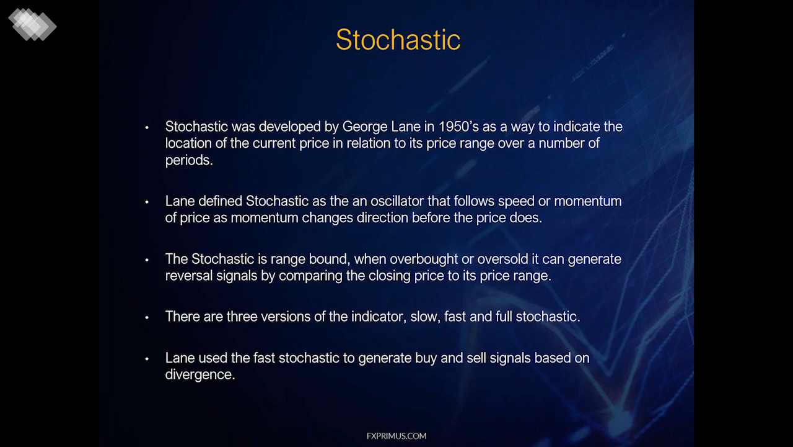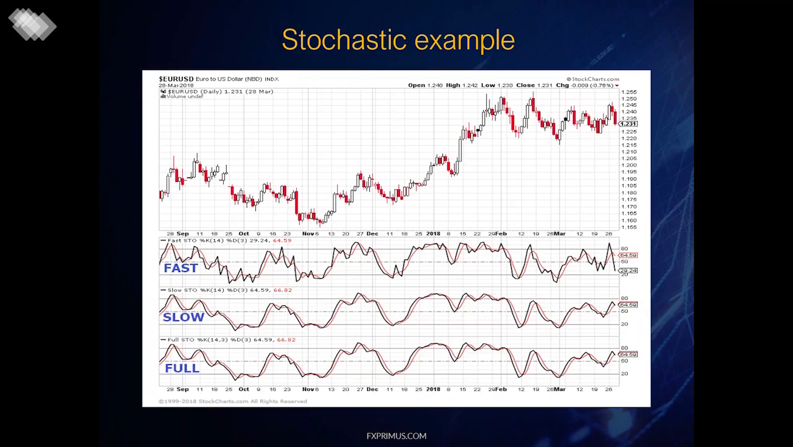I will repeat this. Now, the stochastic is range bound. Okay, when overbought or oversold, it can generate reversal signals by comparing the closing price to its price range. There are three versions of the indicator: slow, fast, and also full stochastic. Lane used the fast stochastic to generate buy and sell signals based on divergence.